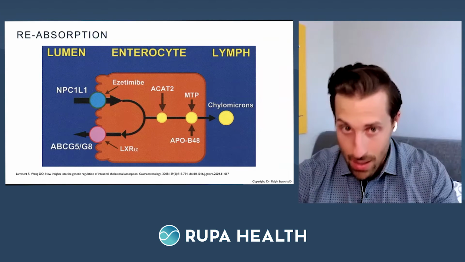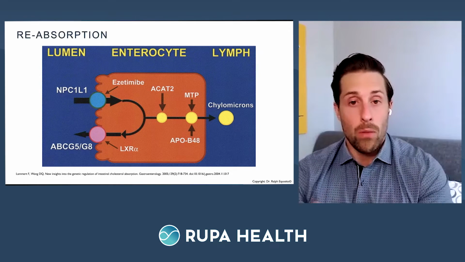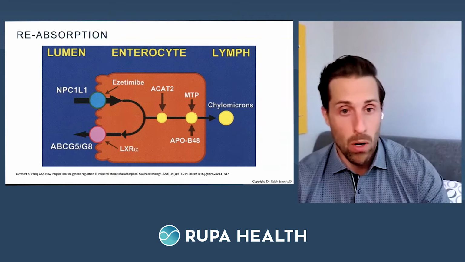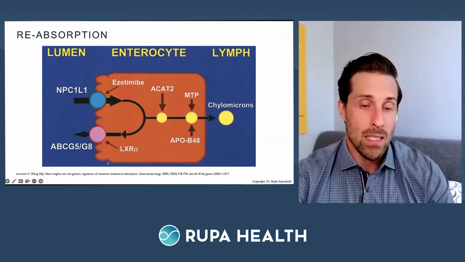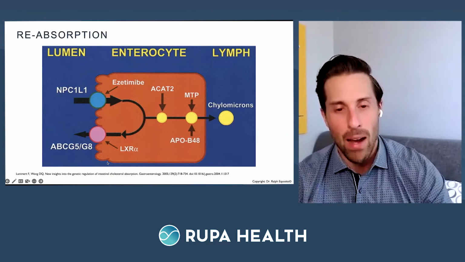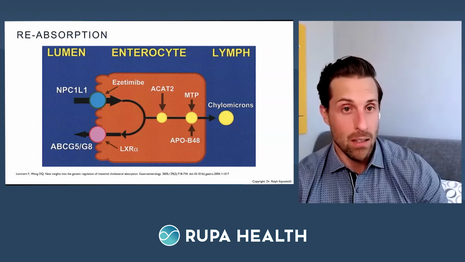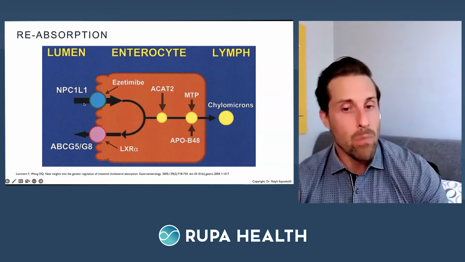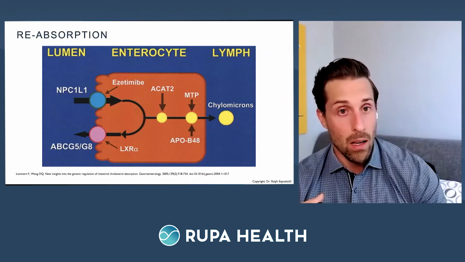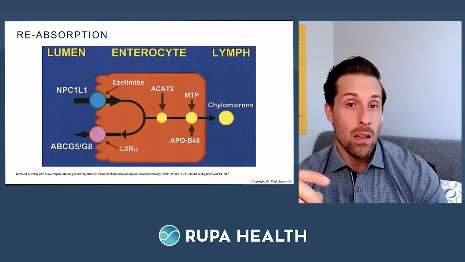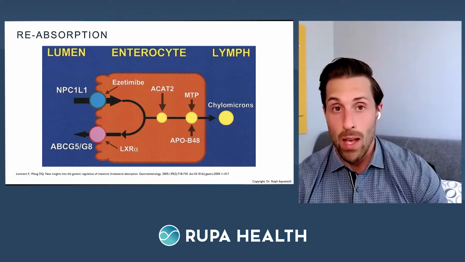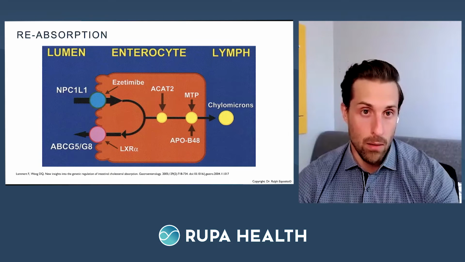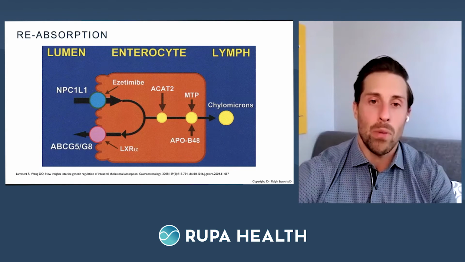But what's important to understand is that we have cholesterol transporters, Niemann-Pick C1-Like 1, and then we have ATP binding cassette G5 and G8. So this is involved with cholesterol reabsorption. Most of it happens in the enterocyte, but some of it can also happen in the biliary system, so in the liver and the bile. But most of it is happening in the lumen.